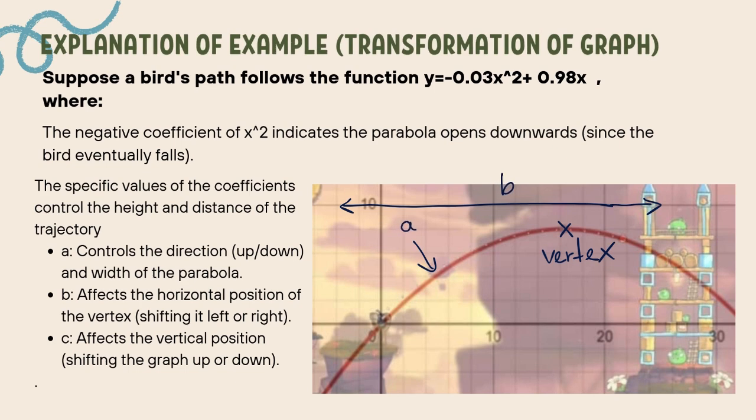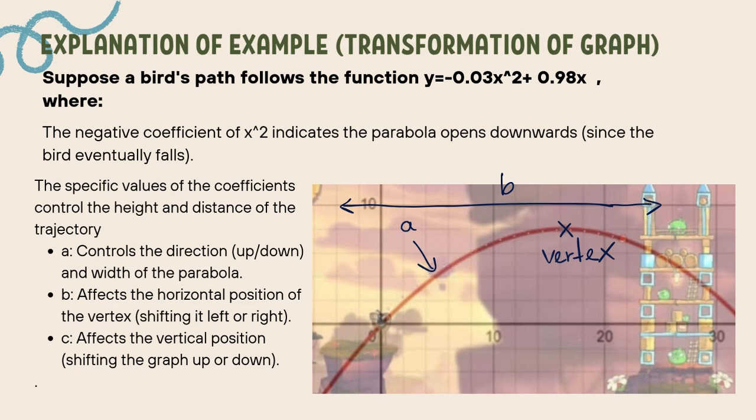Okay, so next I will be explaining the example in transformation of graph. Suppose the bird's path follows the function y = -0.03x² + 0.98x, where the negative coefficient of x² indicates the parabola opens downwards. Since it has a negative, the bird eventually falls. And the specific values of the coefficients affect the height and the distance of the trajectory.